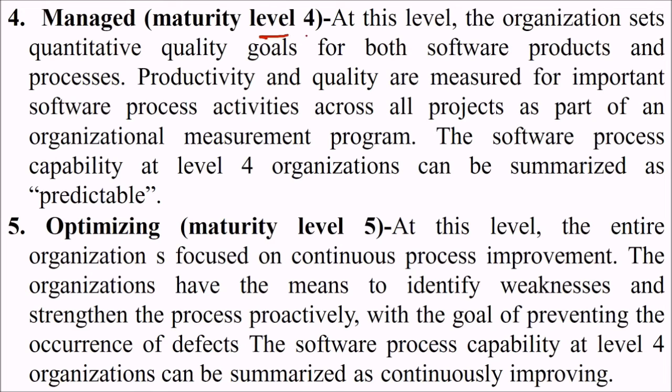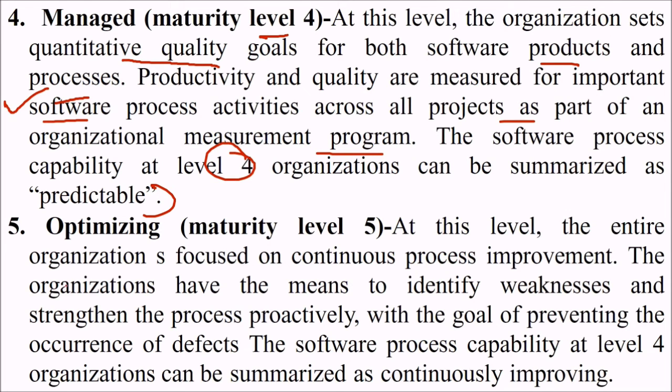So level 4, at this level, the organization sets quantitative quality goals for both software products and the processes. So productivity and quality are measured for important software process activities across all the projects as part of an organization management program. So the software process capability at level 4 organization can be summarized as predictable. That means in level 4 of CMM, the processes are quantitatively and statistically measured and controlled properly in the managed level. All the key process areas are well controlled and managed through statistical and quantitative measures.